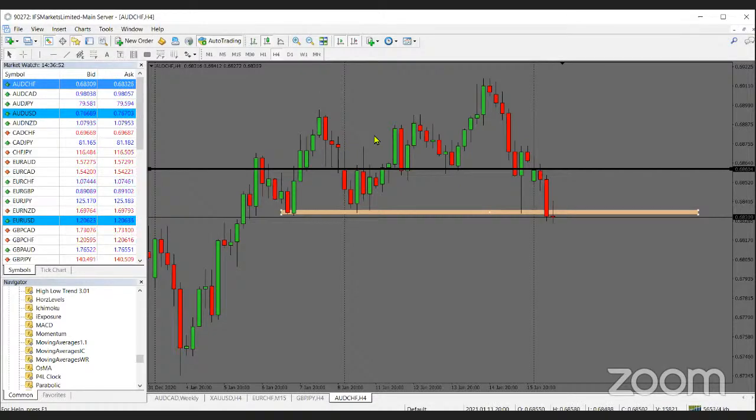So Aussie Swiss, Aussie Cat, keep a lookout for either of that. Aussie Swiss is setting up now. Yeah, hopefully that price will close below this horizontal level when the bar closes. Next is Aussie dollar.